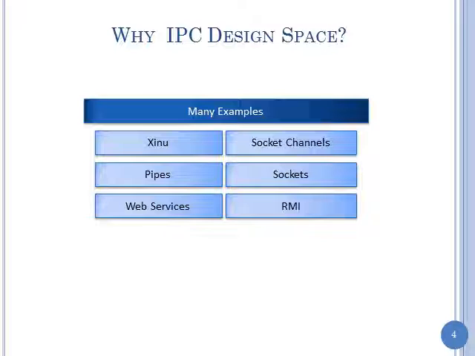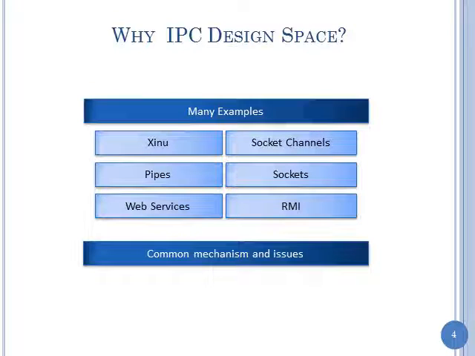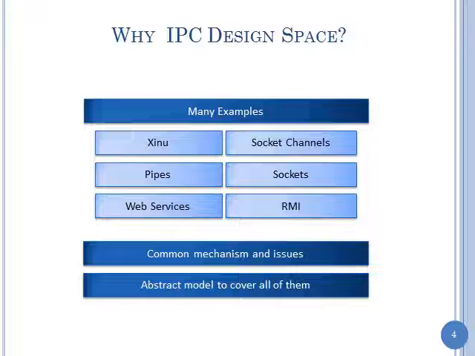I don't have to repeat things, right? I've covered the thing once, and I've said these are the dimensions, and then I don't have to go and enumerate all the points. Okay, so that's common mechanisms and issues, abstract. Okay, what about this?